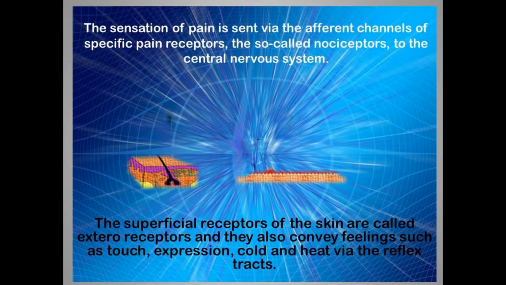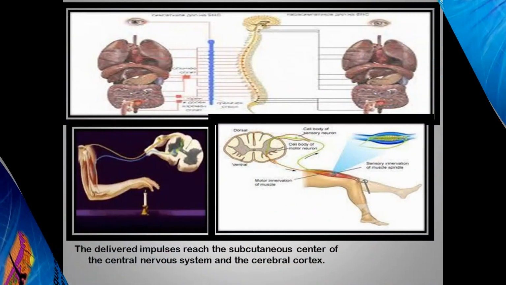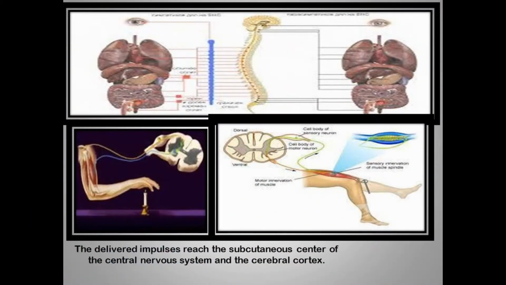The sensation of pain is sent via the afferent channels of specific pain receptors, the so-called nociceptors, to the central nervous system. The superficial receptors of the skin are called exteroreceptors, and they also convey feelings such as touch, pressure, cold, and heat via the reflex tracts. The delivered impulses reach the subcortical center of the central nervous system and the cerebral cortex.